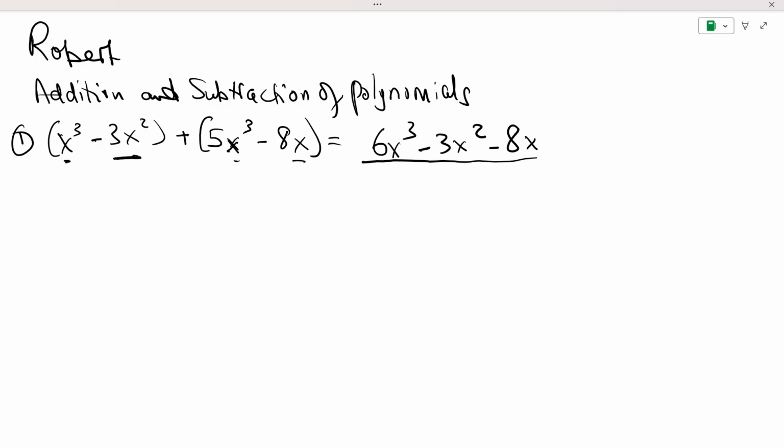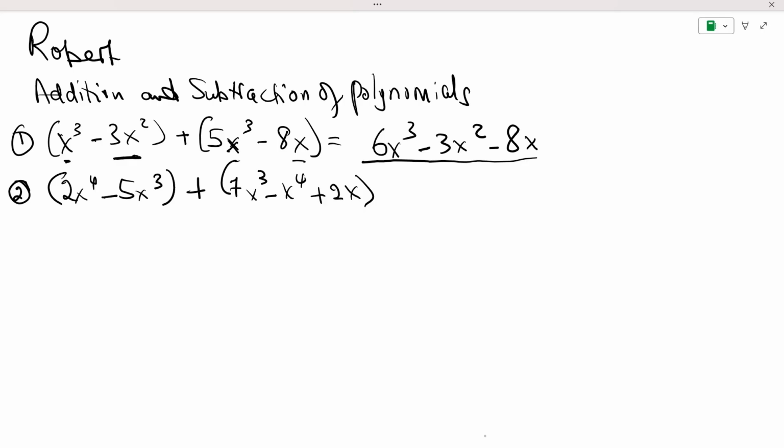Okay, now let's try a second example. We have 2x to the power 4 minus 5x cubed plus, in brackets, 7x cubed minus x to the power 4 plus 2x.